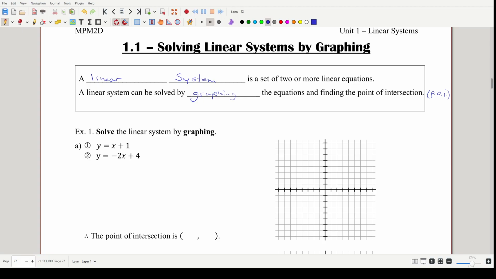Now, I'm going to add an extra little definition here that's not necessarily on our slides, but any problem modeled by two or more equations, pardon my handwriting again, is called a system of equations.